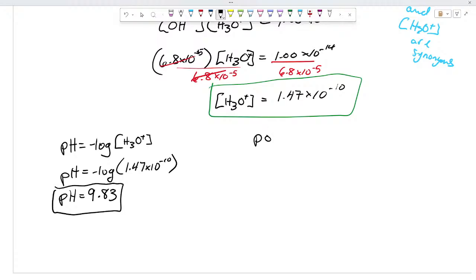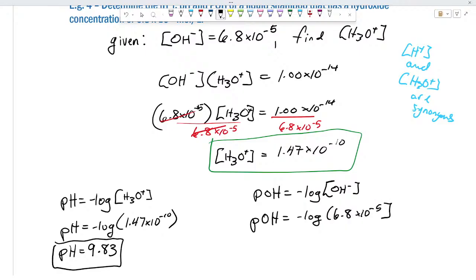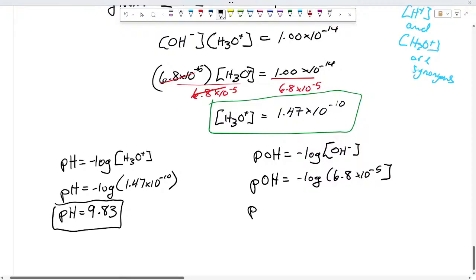Okay, what about the pOH? We haven't done that in a while, but if pH is negative log of the concentration of H plus, this is the negative log of the concentration of OH minus. And we already know the concentration of OH minus. That was in the question, right? Which is what? 6.8 times 10 to the negative 5. And that is going to be 4.2-ish. Oh, it's definitely going to be 4.2. Check it. 4.17. Perfect.